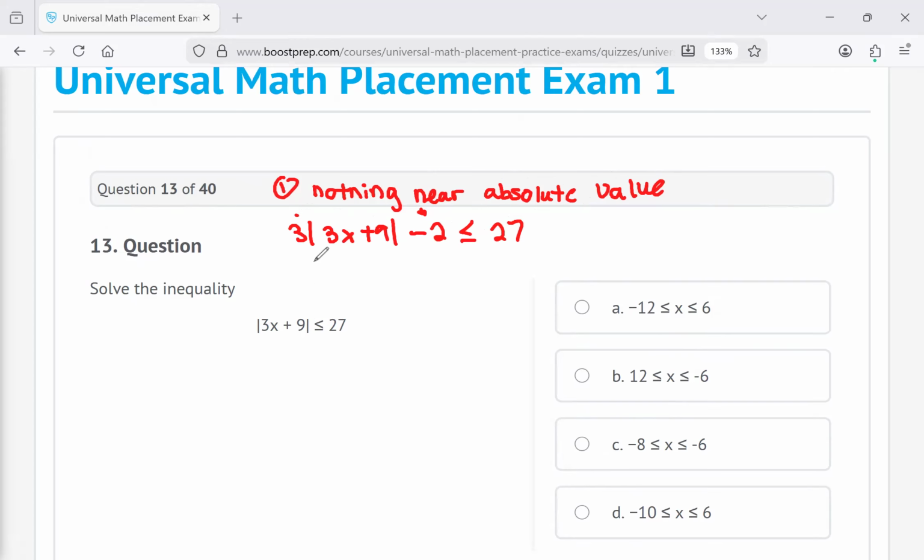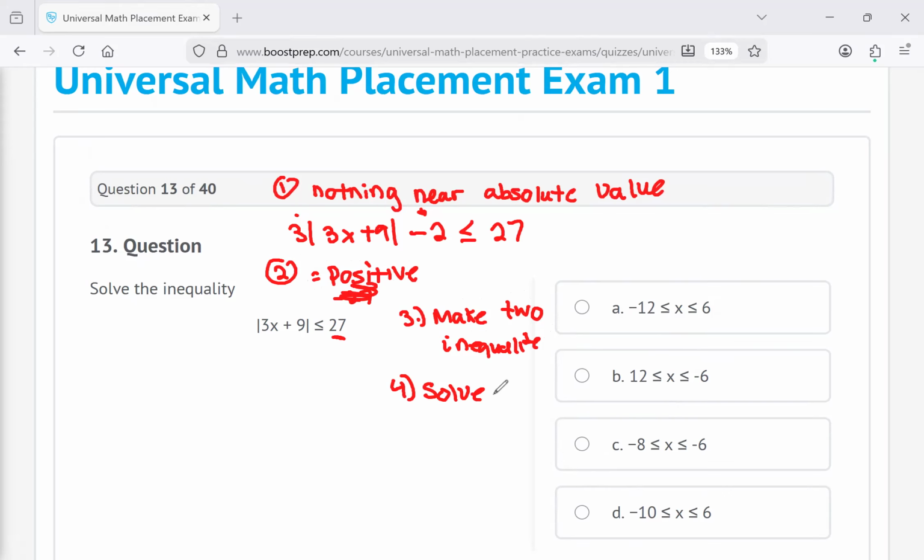Once you have that, you're going to make two inequalities. But first, make sure this number is positive. If it is not positive, there is no solution immediately. So if this was a negative 27, it would be no solution. Then make two inequalities or two equations. In this case, it would be inequalities because we have the less than or equal to symbol. And then solve for x, or whatever your letter is. We're going to do step 2 because there's nothing near the absolute value.